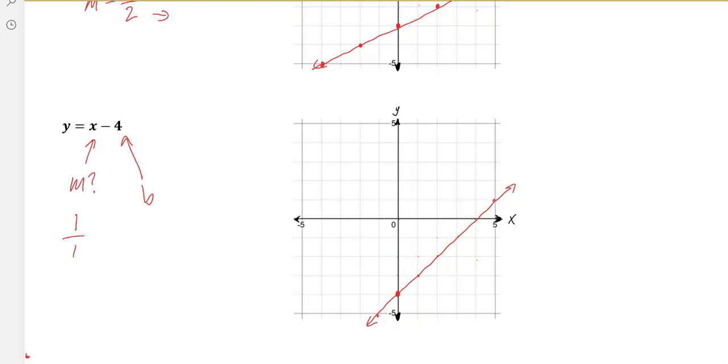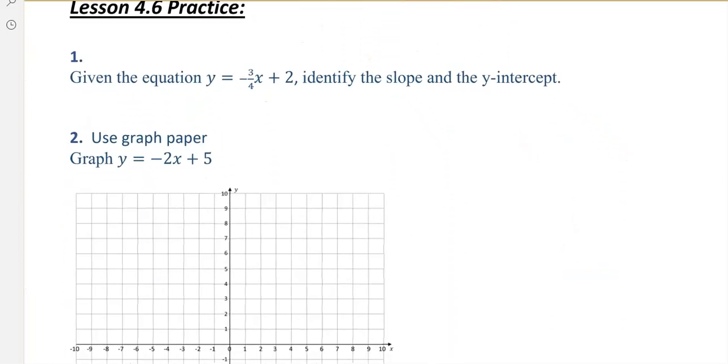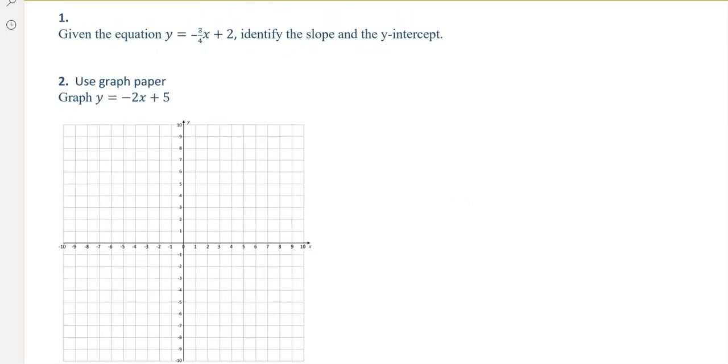Now that we know all this, we can easily do the practice work for this. Given the equation, you only have to do 2 things. Easy peasy, lemon squeezy, you got this.